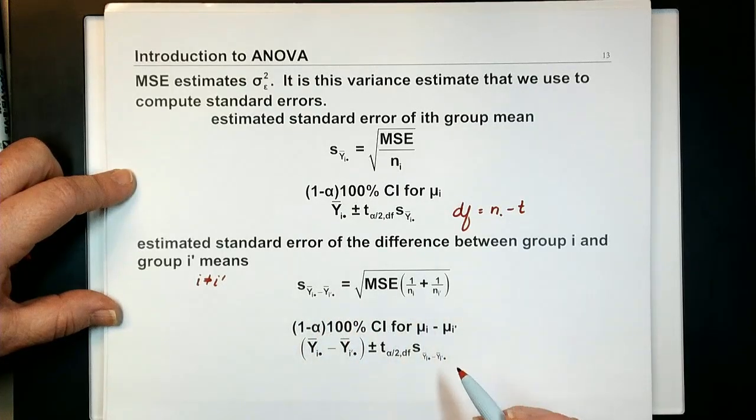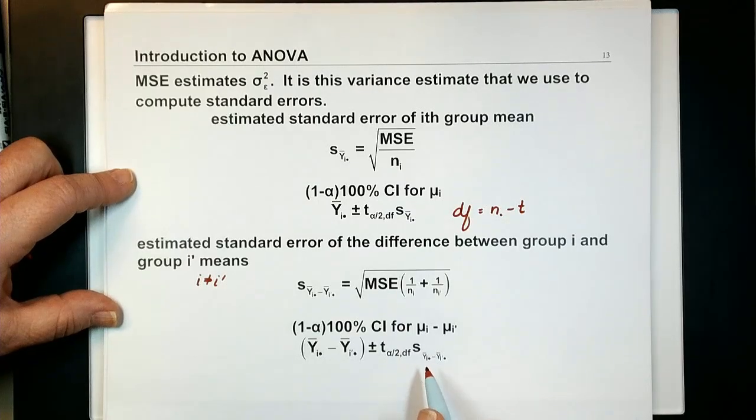So if we want to compute a confidence interval for the difference between the i and the i prime mean for the two populations, it's the difference here. This is parenthesis, not absolute value bars, because this could be either positive or negative on the left side here, plus or minus this critical t value that we get from reading the table times the standard error of the estimator. So again, it's the estimator plus or minus critical t times the standard error of the estimator.